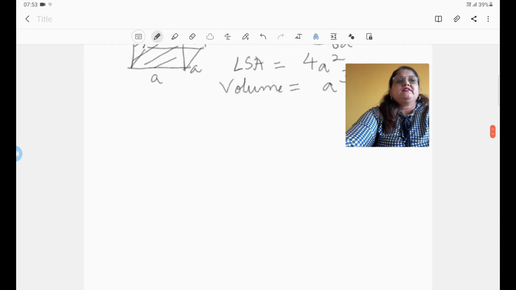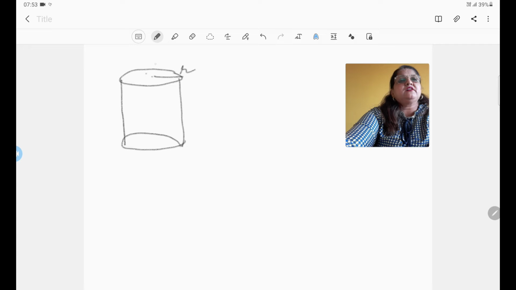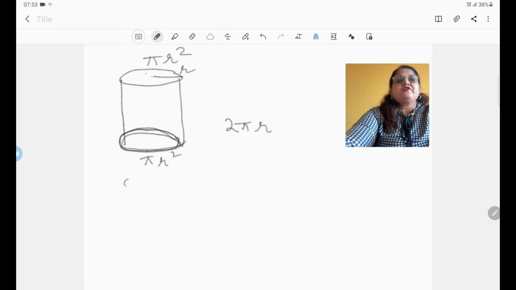So as simple as that. Next we come to cylinder. Here also we are going to apply logic and learn. A cylinder has 2 circular faces. If the radius of these faces is r, then the area of these 2 circular faces will be pi r square. And the circumference of the circle will be 2 pi r.